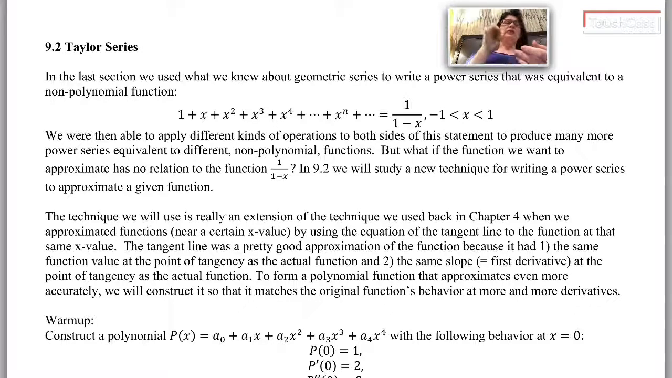You should imagine extending that idea. I'm going to write now a polynomial that has the same function value, the same slope, so same first derivative, the same second derivative, so same concavity, I guess is one way to think about it, same third derivative, fourth derivative, fifth derivative, and I can take that out as far as I need to for whatever my purpose is.